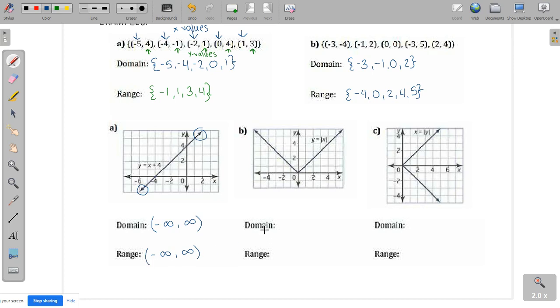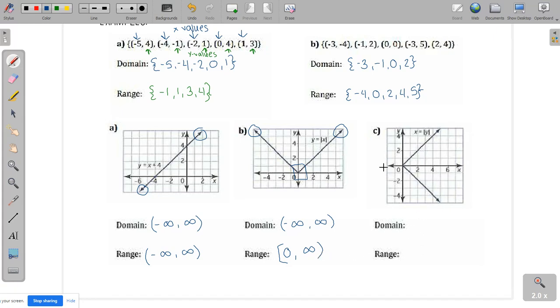B, let's start with domain. We're going from left to right. We have arrows, so it goes from negative infinity to positive infinity. Put the rounded brackets on. Range, the lowest point here is right on the x-axis, so that's 0. And it includes that point. There's no open circle in this graph to show it doesn't include it, so we put the square bracket, and it goes all the way up, and we have the arrows, so it's positive infinity with a rounded bracket.